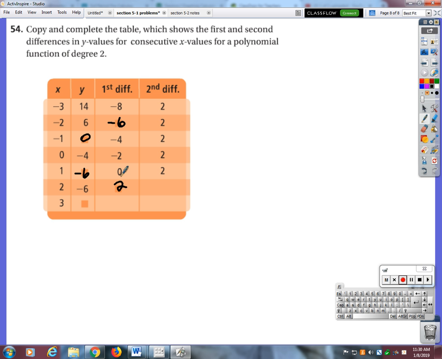Then -4 minus 2 is -6. Not a backwards one, just a regular one. Then -6 minus 0 is -6. And -6 plus 2 is -4. Okay? So that's a way that you can find those missing differences, is just by working backwards.